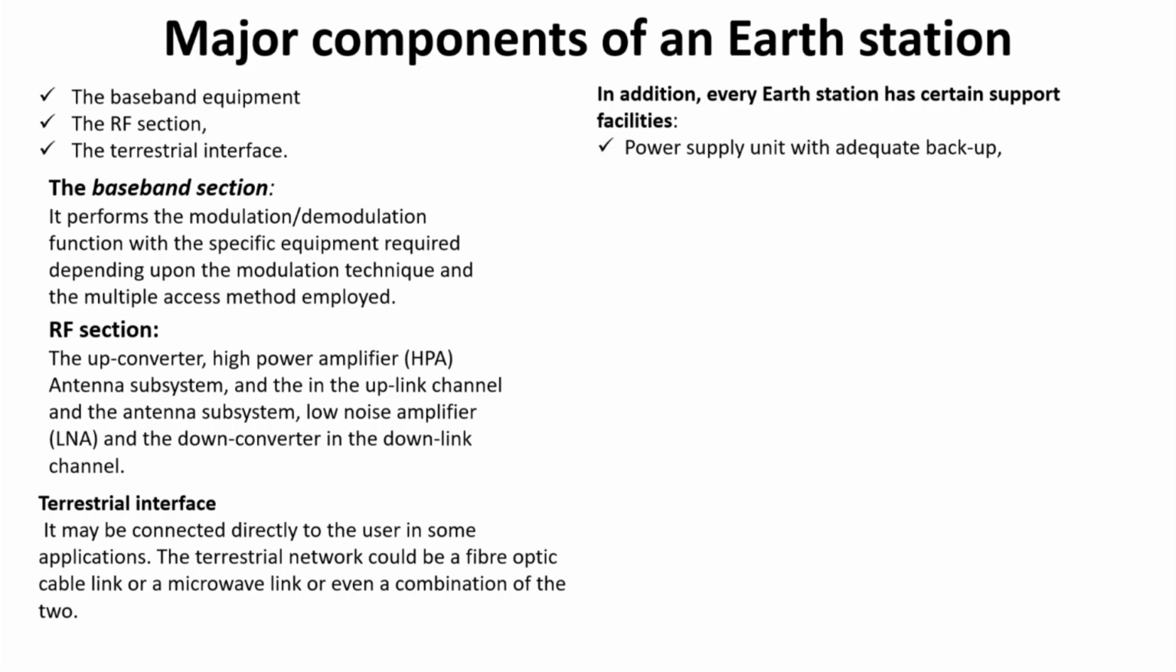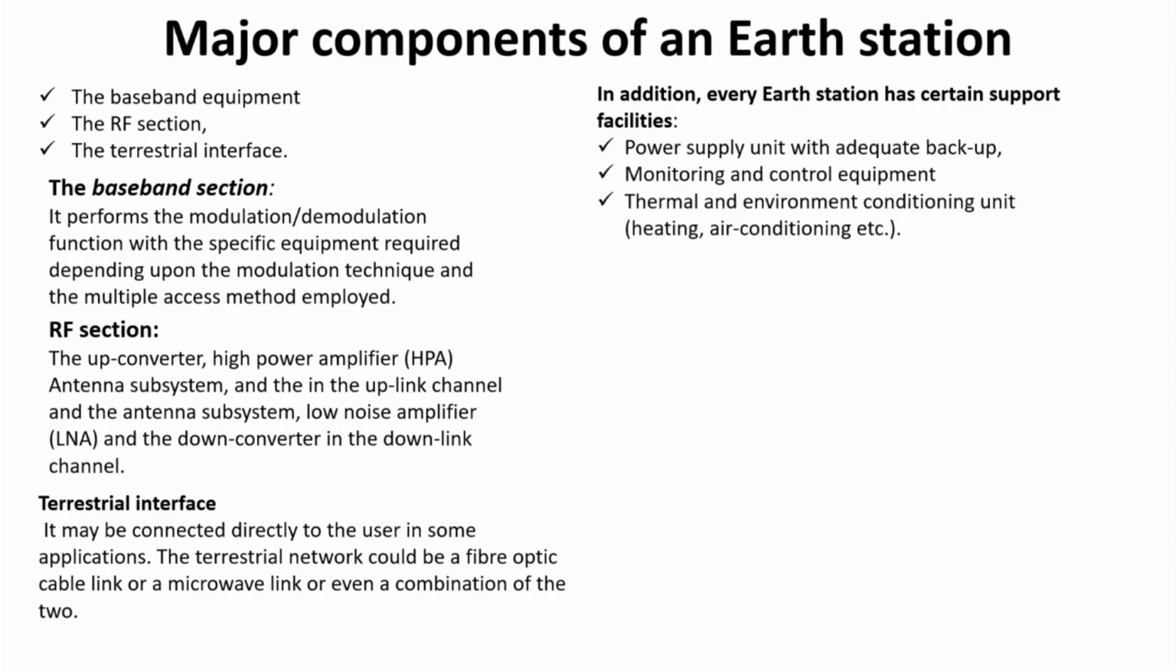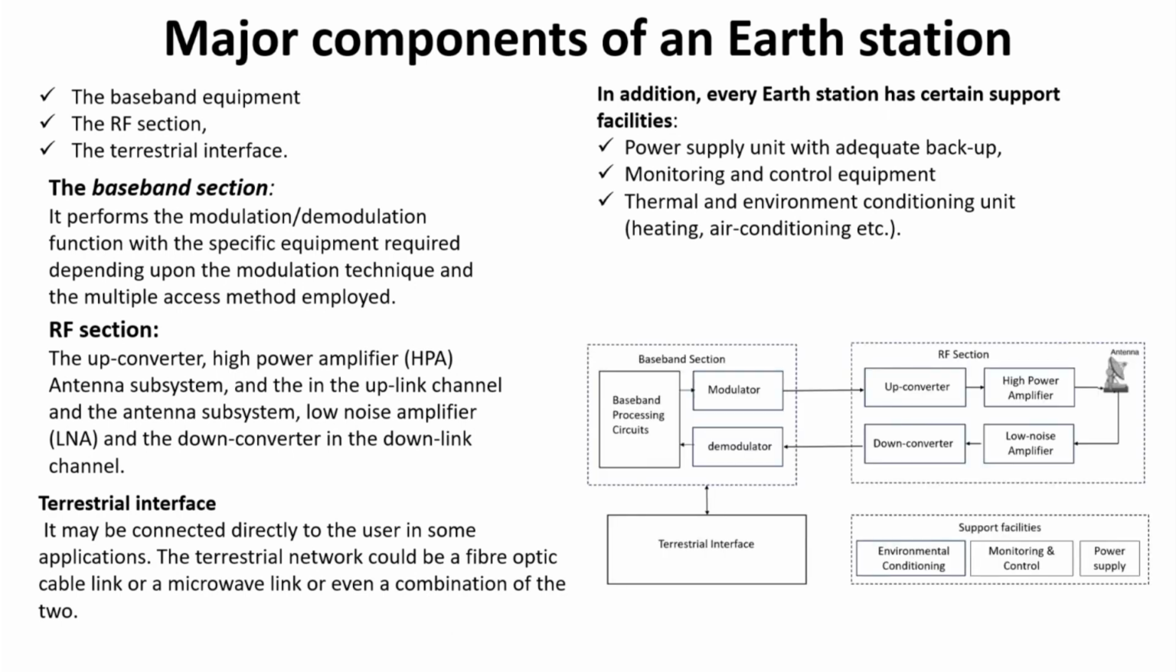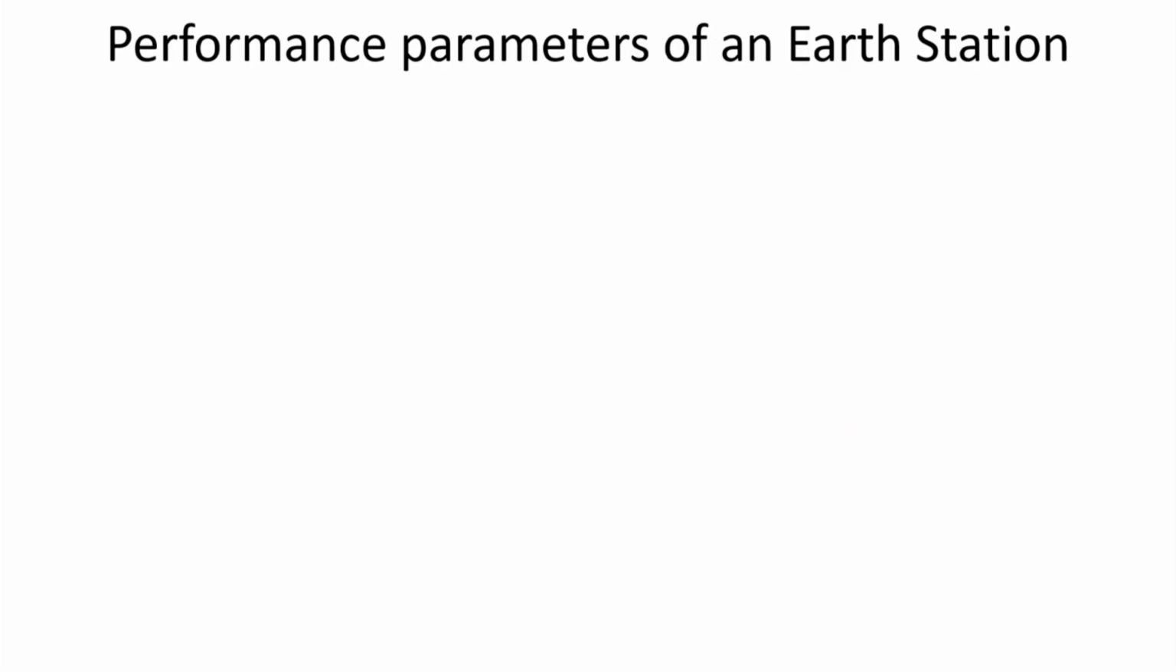It has to have a stable power supply unit with adequate backup, then monitoring and control equipment, then a thermal and environment conditioning unit, that is, heating or air conditioning can be required. This I already told you. Whatever I said here has been shown in this block diagram, which was explained in the previous slide.